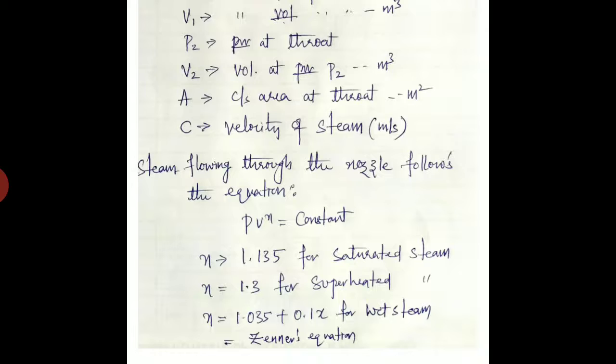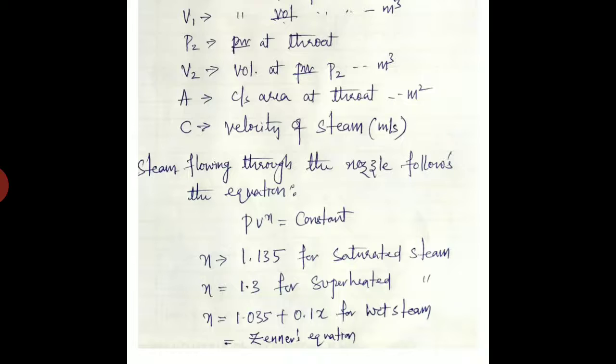So the following equation will come into the picture. PV raised to n is equal to constant, because I am taking adiabatic. So PV raised to n is equal to constant. Therefore, n is equal to 1.135 for saturated steam, and n is equal to 1.3 for superheated steam. This is for wet steam.